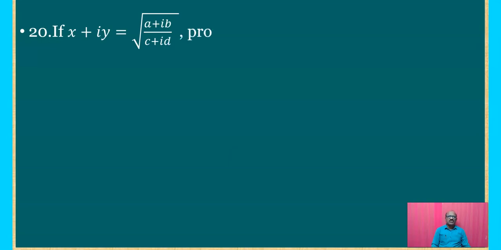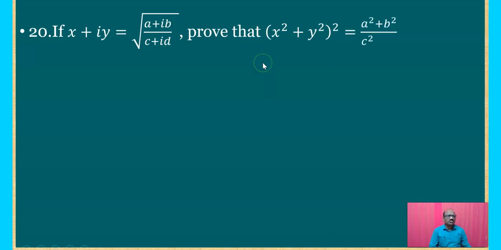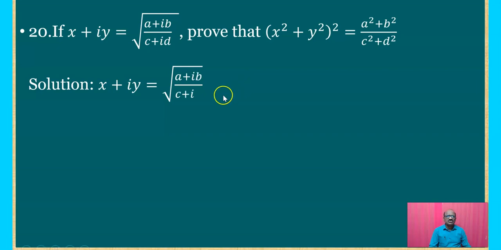Next is number 20. If x plus iy is equals to square root of a plus ib upon c plus id, then prove that (x square plus y square) bracket square is equals to a square plus b square upon c square plus d square. See this here. x plus iy is equals to square root of a plus ib upon c plus id.